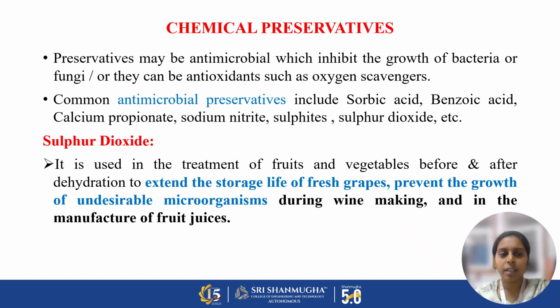Next is chemical preservatives. These preservatives may be antimicrobial, which inhibit the growth of bacteria or fungi, or they can be antioxidants such as oxygen scavengers, which can prevent free radical cell damage. Common antimicrobial preservatives include chemicals like sorbic acid, benzoic acid, calcium propionate, calcium nitrate, sulfate, and sulfur oxide.